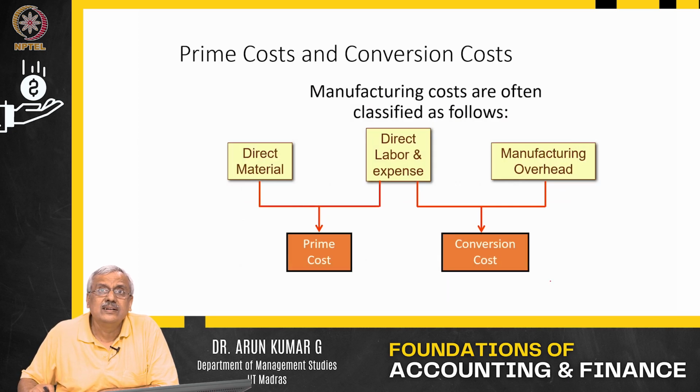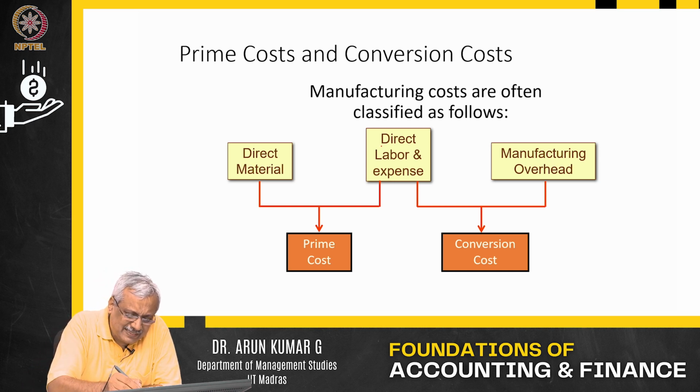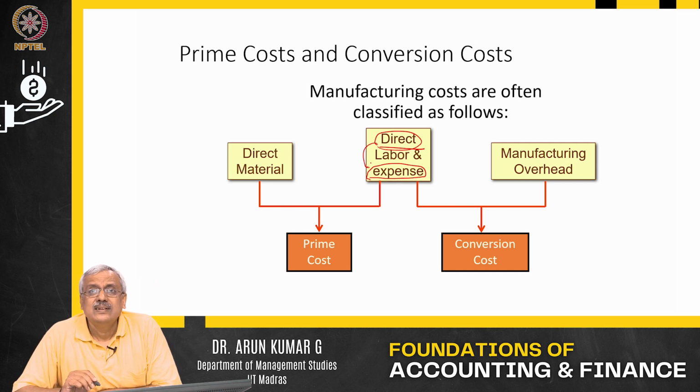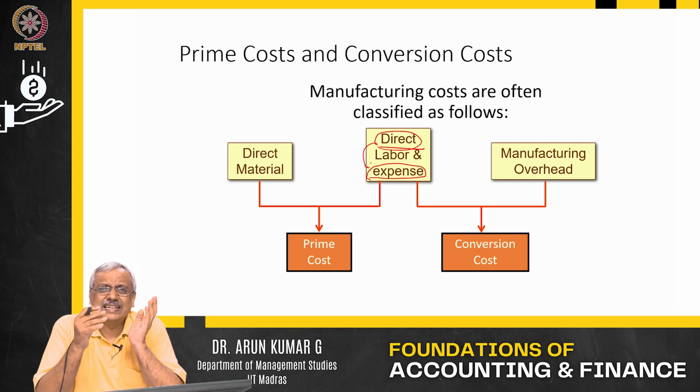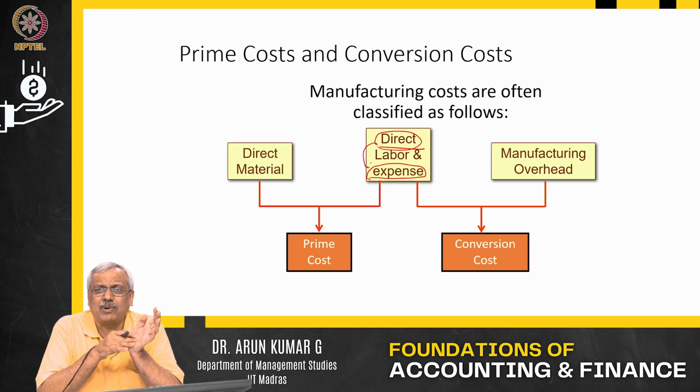Moving further on, I am going to take the next stage here. Sometimes there can be direct expenses. What do you mean by direct expenses? There can be expenses which can be traced back directly to the product. It is not part of material, it is not part of my labor. There can be some kind of expenditure that I incur which can be directly traced back to the end product that is manufactured.